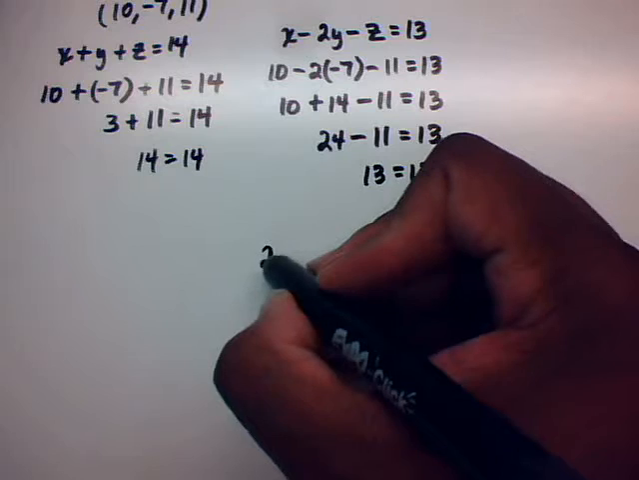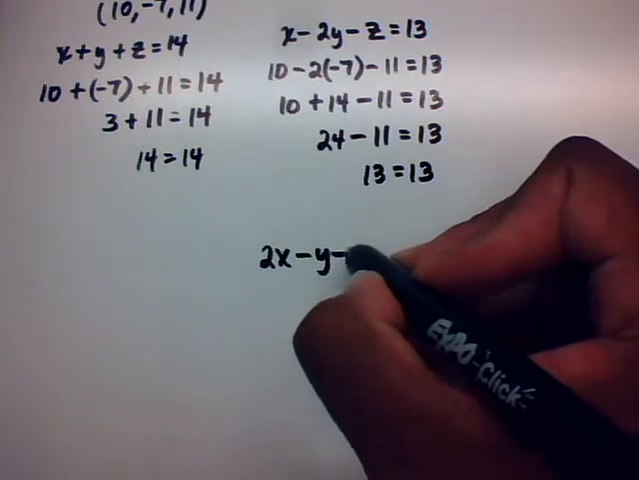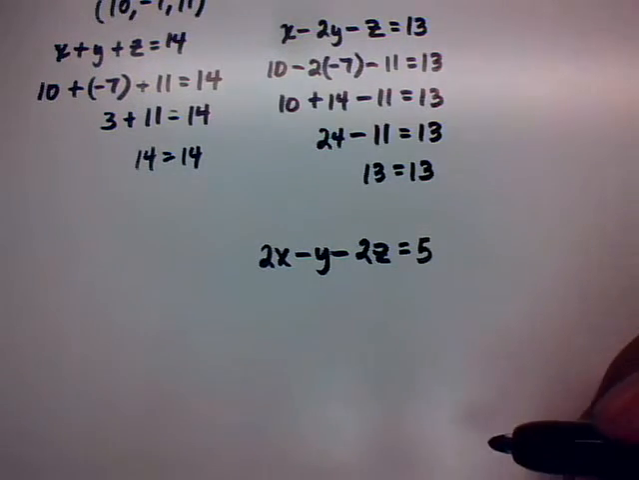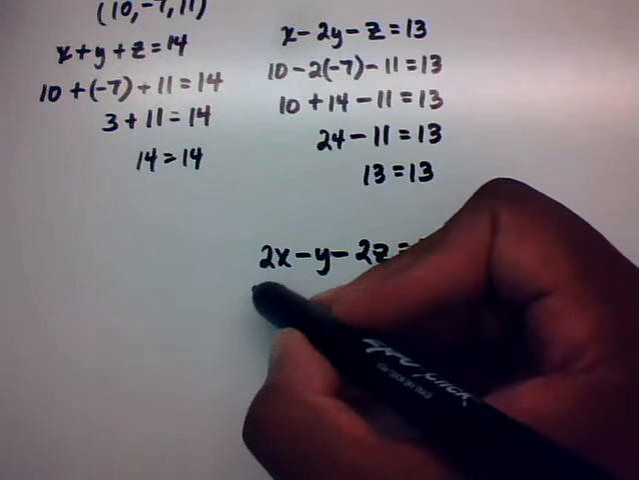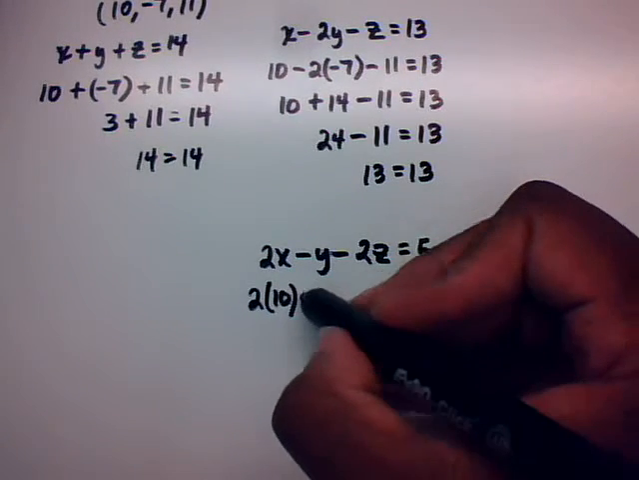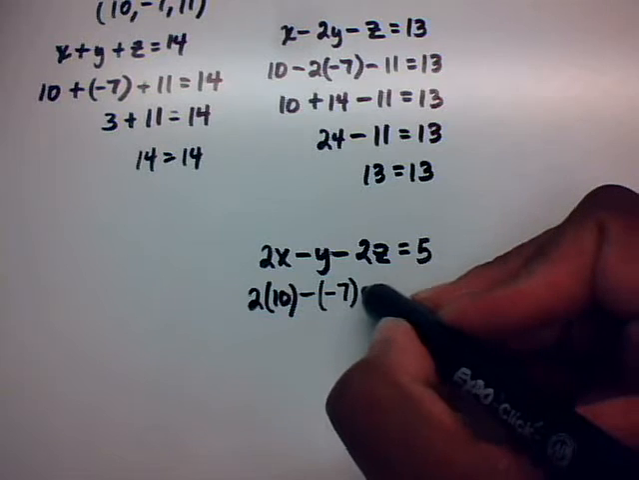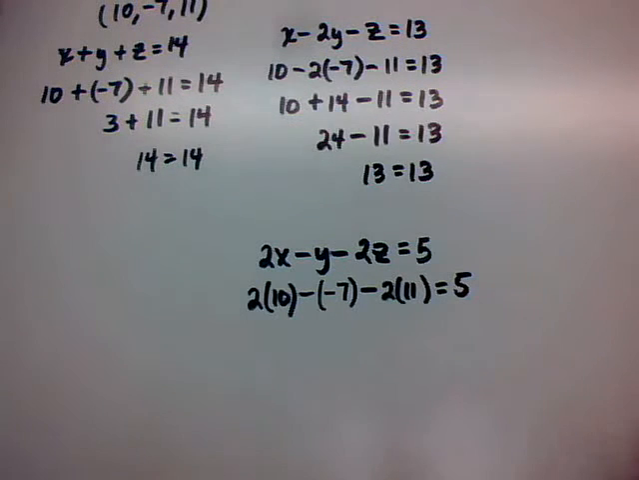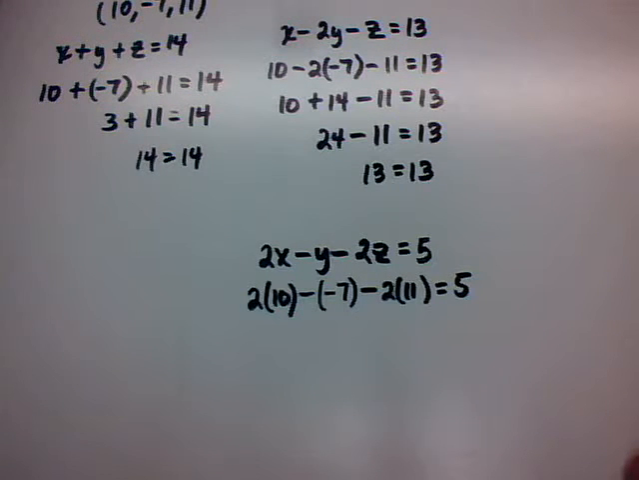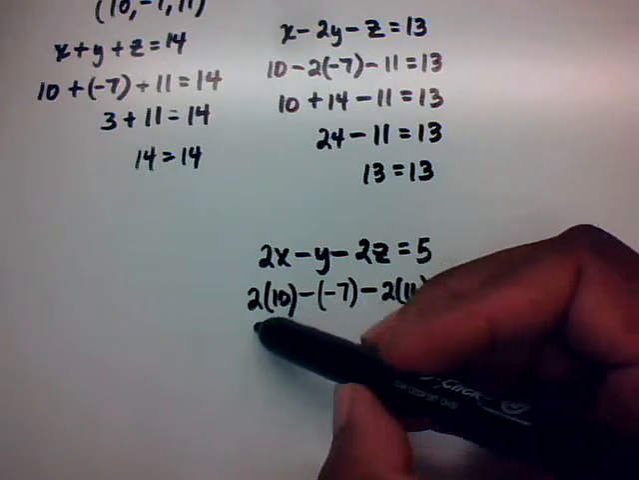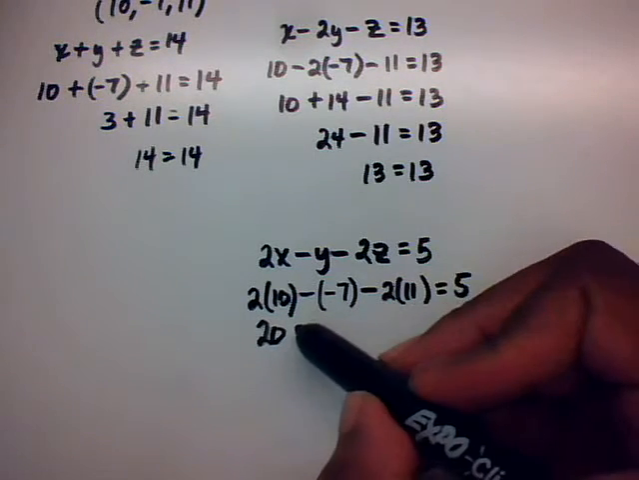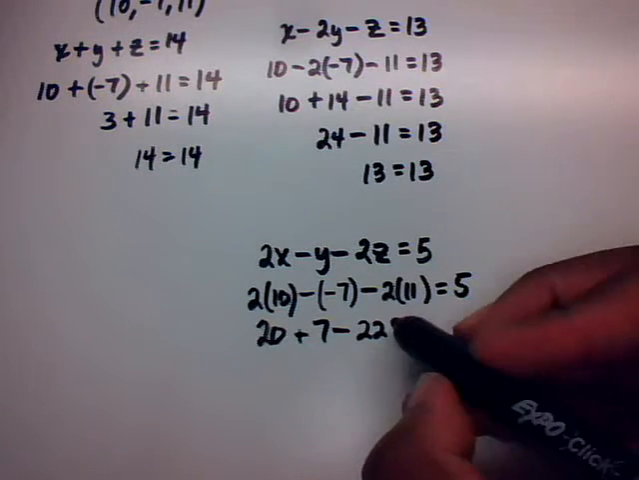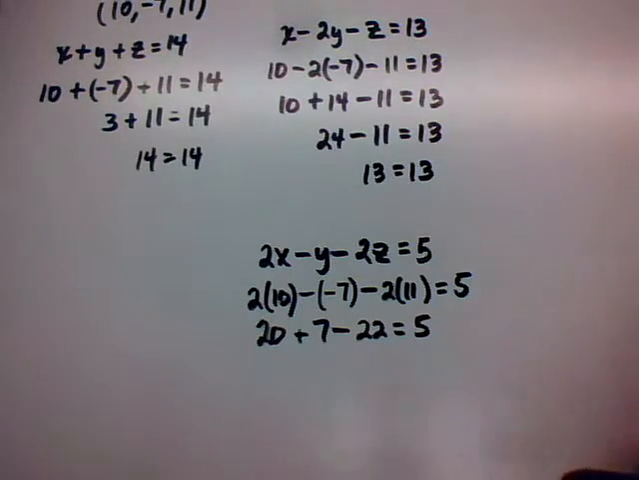Okay, so now that third equation was 2x minus y minus 2z is equal to 5. And we replace the x with 10, so it'll be 2 times x, which is 10, minus y, which is -7, minus 2 times z, which is 11. That should equal 5. In this case, 2 times 10, that's 20. Minus the -7 would just be plus 7. Minus 2 times 11, which will be 22. That should equal 5.